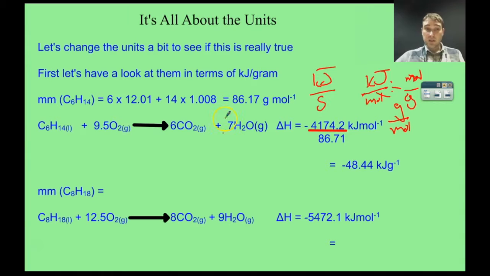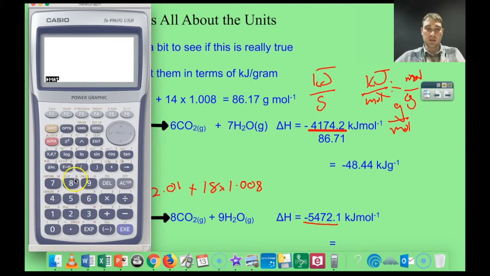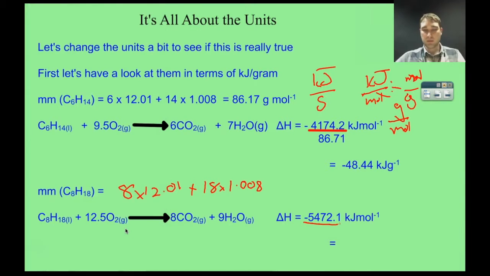So let's do the same for octane. So I need to calculate the molar mass of octane, so that's going to be 8 times 12.01, which is the molar mass of carbon, plus 18 times 1.008, which is the molar mass of hydrogen. So let's calculate that. 8 times 12.01 plus 18 times 1.008, we get 114.224.